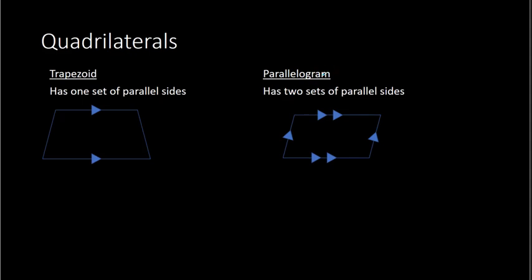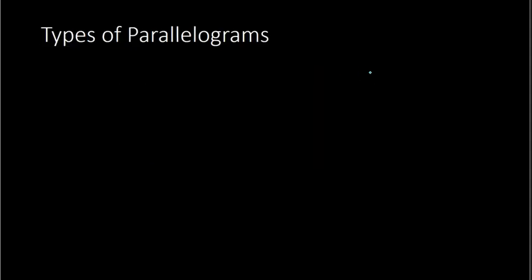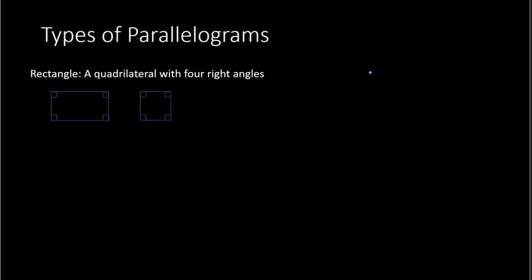Now let's take a look at parallelograms more specifically. With parallelograms, we have different types of parallelograms. The first is a rectangle. A rectangle, by definition, is a quadrilateral with 4 right angles. So here we see 2 different pictures, and both of which are rectangles. The first one is more of what people think of when they think of a rectangle. The second shape is a square, but it's also a rectangle because a rectangle and a square both have 4 right angles. So a square is a form of rectangle.